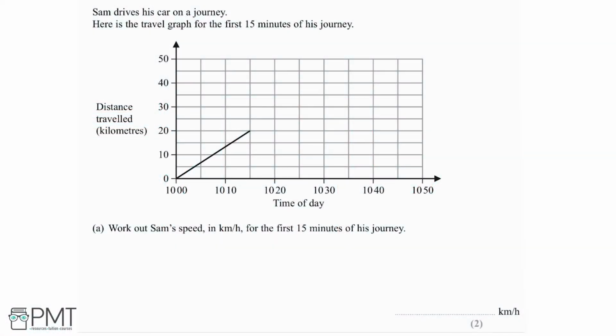Sam drives his car on a journey. Here is the travel graph for the first 15 minutes of his journey. So we've got the time of day on this axis and the distance travelled in kilometres on this axis. And in part A, we need to work out Sam's speed in kilometres per hour for the first 15 minutes of his journey. Okay, so this is the first 15 minutes of his journey because we're going from 0 up until halfway between 10 past and 20 past. So essentially, we need to work out the speed represented by this line here.